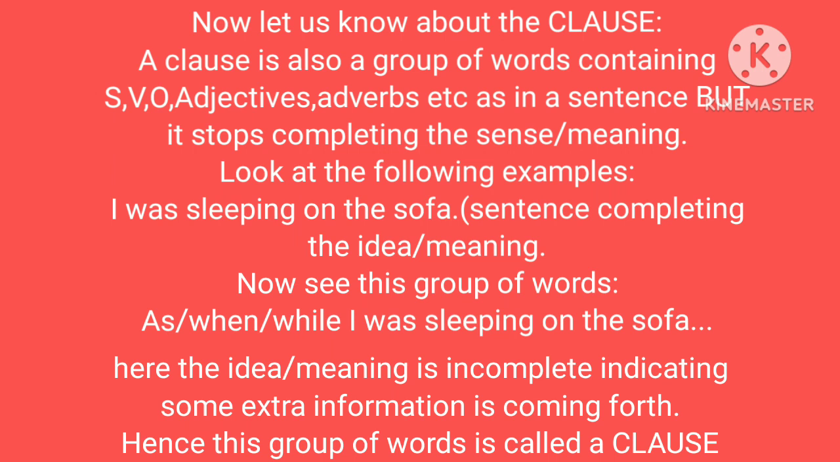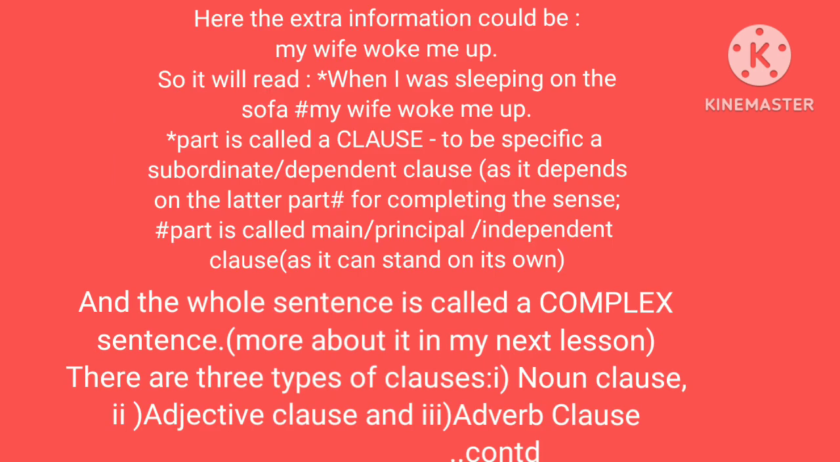But now, see this group of words: as I was sleeping on the sofa, or when I was sleeping on the sofa, or while I was sleeping on the sofa. Here the idea or meaning is incomplete, indicating some extra information is coming forth. Hence this group of words is called a clause. Here the extra information could be my wife woke me up. So it will read, when I was sleeping on the sofa, my wife woke me up. So the first part is called a clause. To be specific, a subordinate or dependent clause, as it depends on the latter part, that is the main part, for completing the sense.